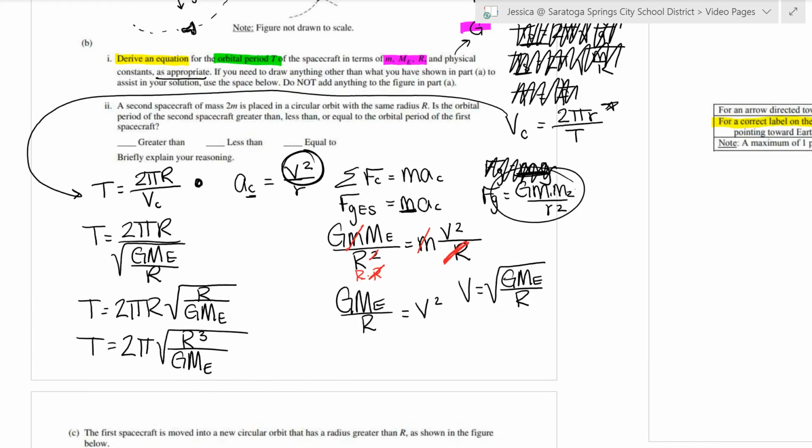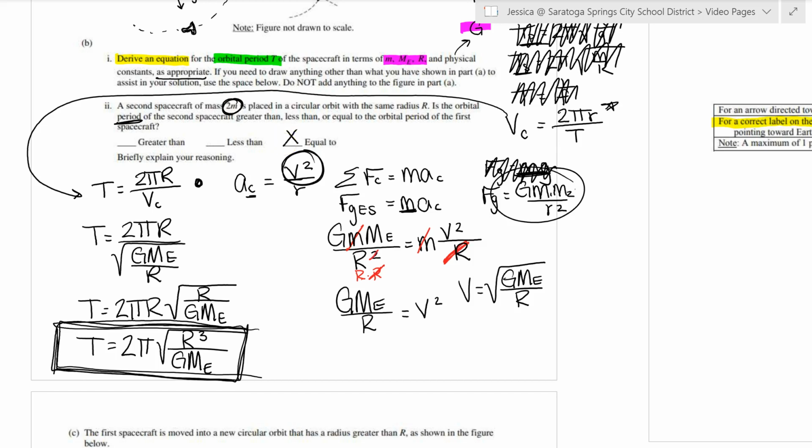The next part of this says a second spacecraft of 2m, so we're changing the mass of the spacecraft, is placed in a circular orbit with the same radius r. Is the orbital period of the second spacecraft greater than, less than, or equivalent to the orbital period of the first? So we're looking at this equation. And if I look at this equation, the mass of the spaceship does not show up anywhere in this equation. All that does is the mass of Earth, which means if we change the mass of the spacecraft, the period is not going to change. So this is going to be equal to.